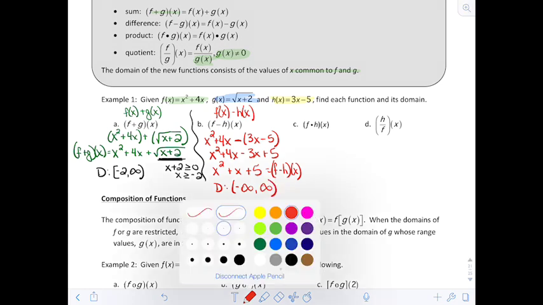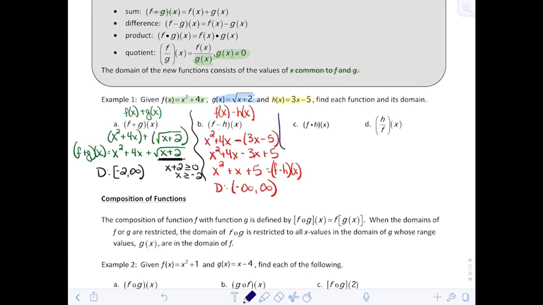Okay. Next, we're going to look at C, f times h of x. So f of x times h of x.